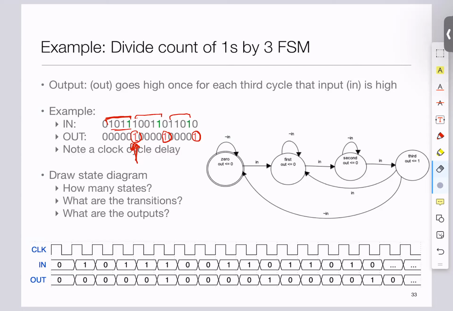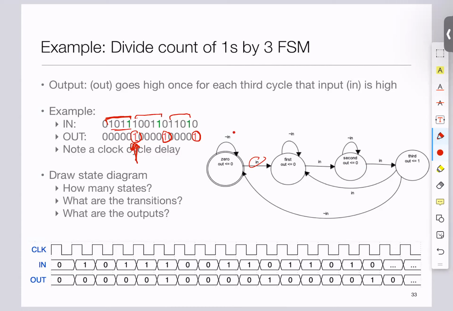So let's think about this problem. We are basically saying, whenever I see three ones, I want to output a one. So there are 4 possibilities here. I have not seen any ones, I have seen 1 one, I have seen 2 ones, and I have seen 3 ones. So no ones, 1 one, 2 ones, 3 ones. Those are the 4 states: 0, first, second, third. And then every time I see a 1, so input is true, I go left to right.